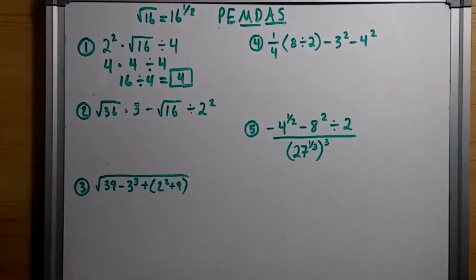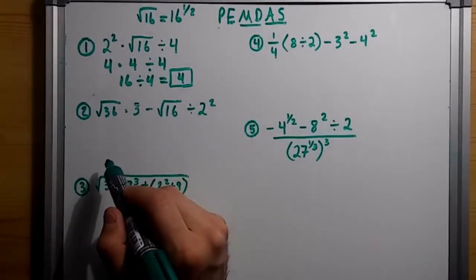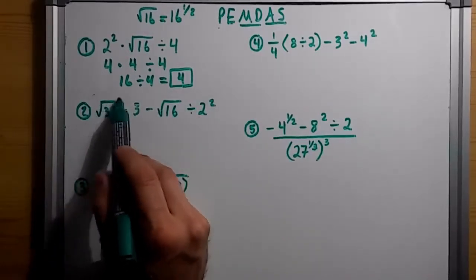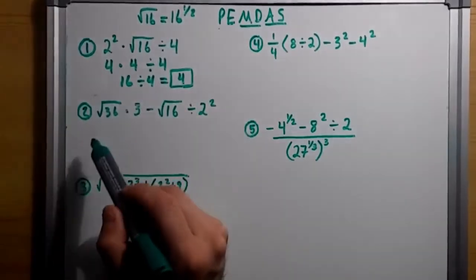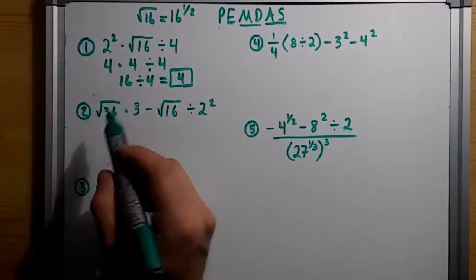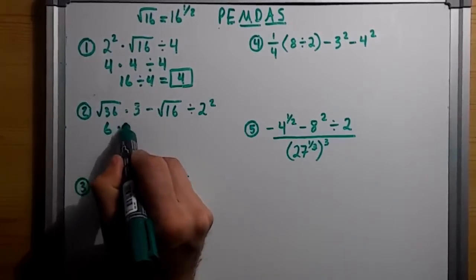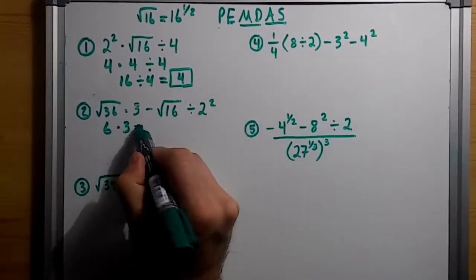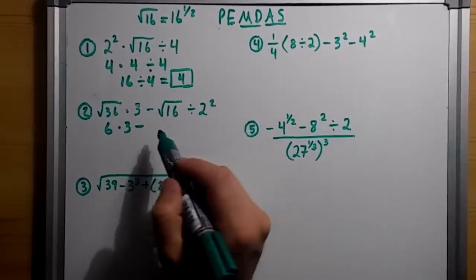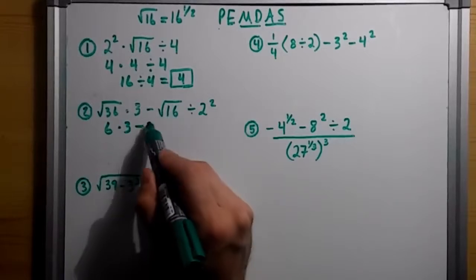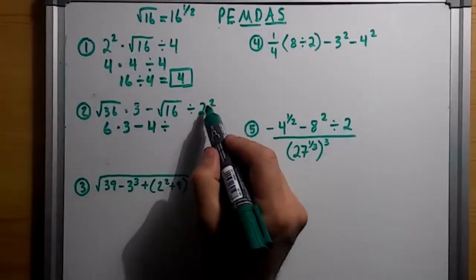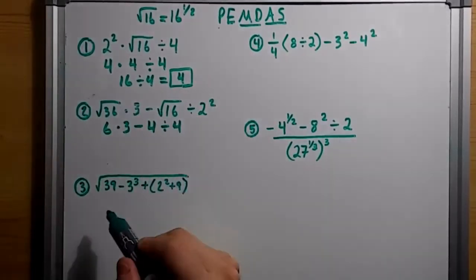Problem number 2, I have the square root of 36, so I have an exponent down here, but I know that a radical expression can be rewritten as an exponent, so this essentially is the first exponent of the problem. The square root of 36 is going to give me 6. And I know, well, this is my second exponent in the problem, or radical expression, so the square root of 16 is going to give me 4. Divided by 2 squared, well, that's just 4.